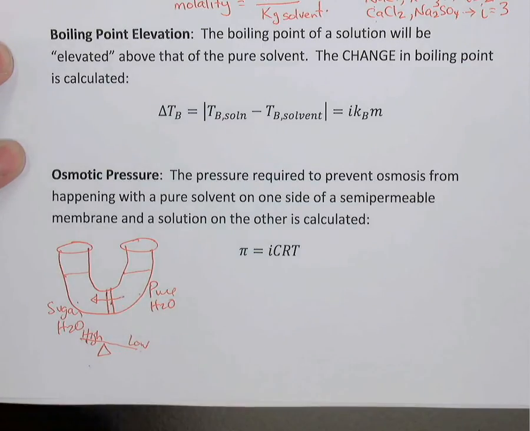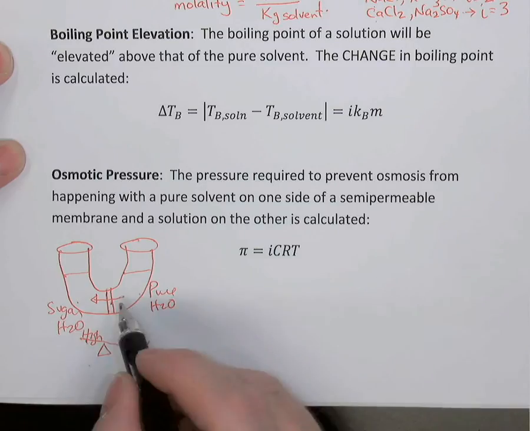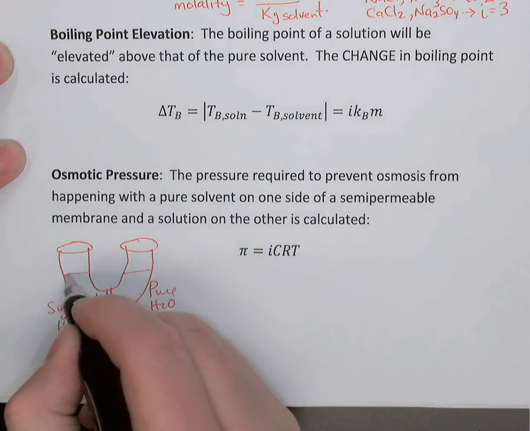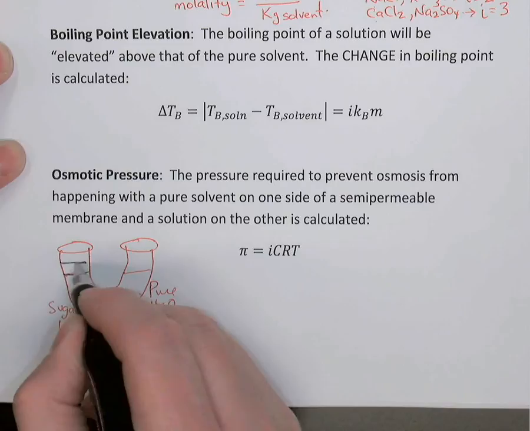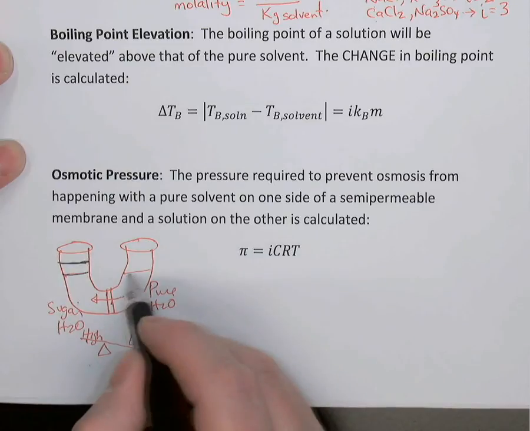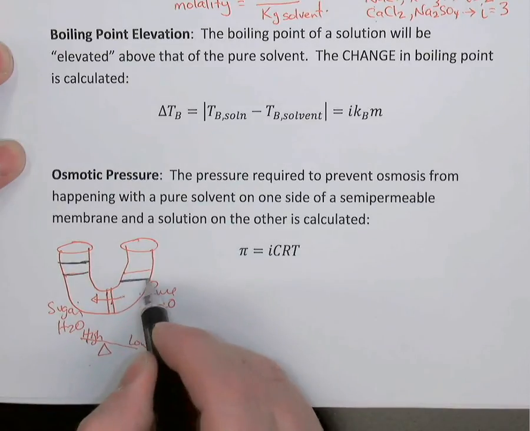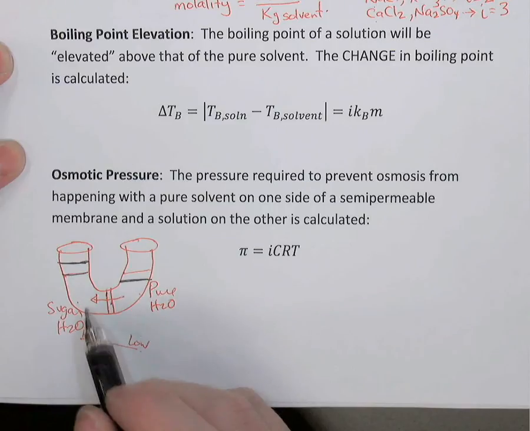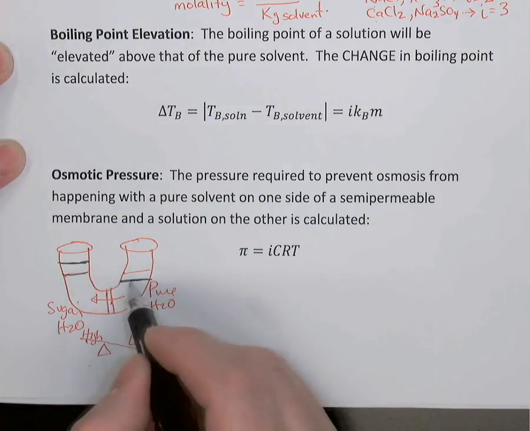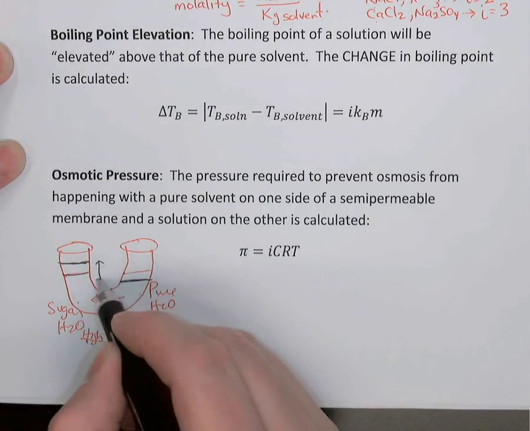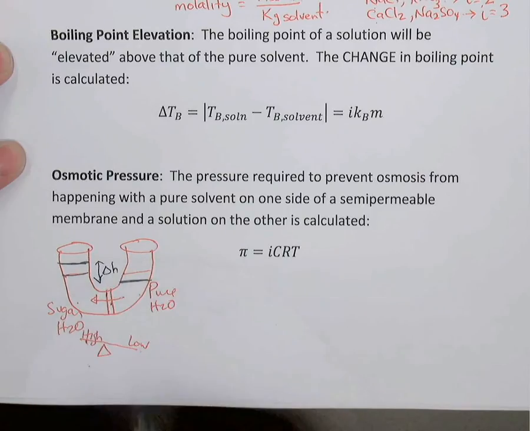Now, over time, as water continues to travel through the membrane, this meniscus is going to rise. So let's say it goes up to here. The other meniscus is going to drop. So let's say it goes down to there. Now, as you get this difference in height between the two sides, that delta H, this starts to remind us of a manometer from our gases unit.